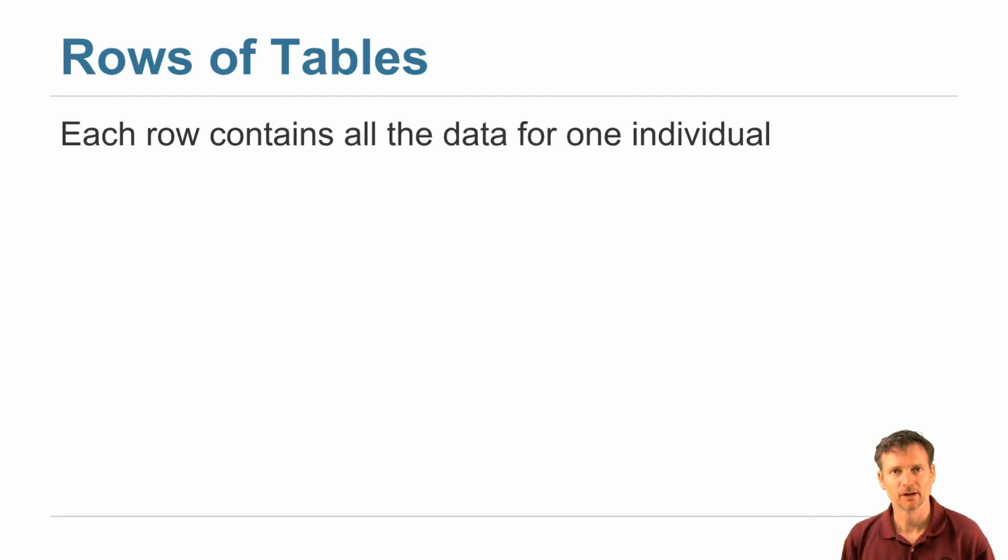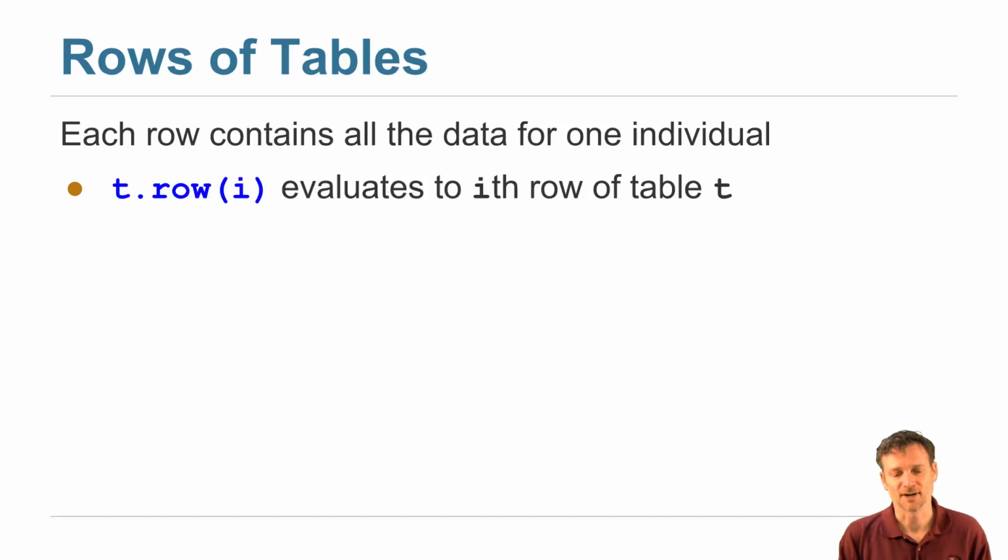Our data set is organized in a table. So each row of the table contains all the attributes for a single patient. Let me just give you a refresher of some of the Python operations for gathering the data about a particular patient. If we want to focus on the ith row of the table, the ith patient, we can extract out just that row by using the .row operation. And that will give us all the attributes, all the data about that patient.